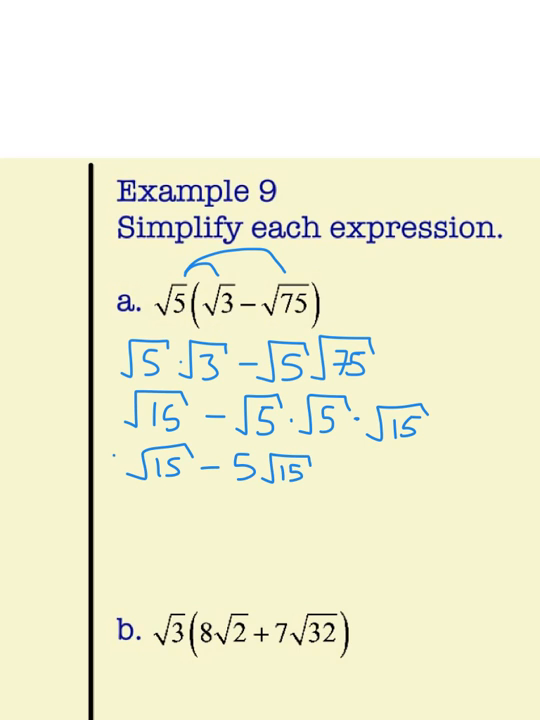And now those are actually like radicals. I have 1 square root of 15 minus 5 square roots of 15. So my final answer is going to be -4 square root of 15.